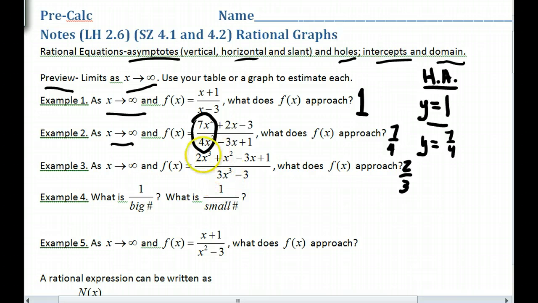So just take the leading coefficients and you're in business. So this would be y equal to 2/3. Now, what happens if I don't grow at the same rate?